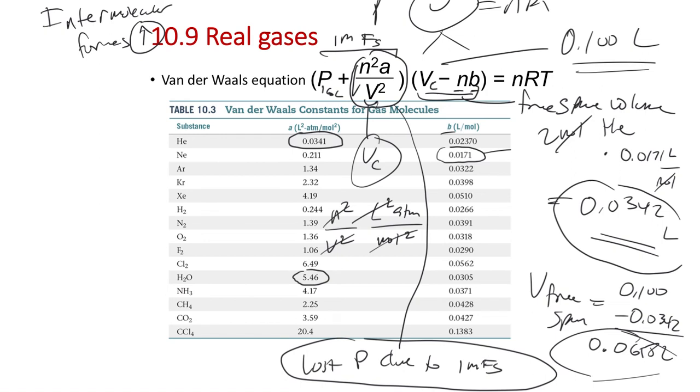We have the intermolecular force correction proportional to A. A is proportional to the strength of intermolecular forces. So the bigger A is, the stronger the attractive force between the molecules in the gas mixture. And then the B value is the space occupied by molecules.